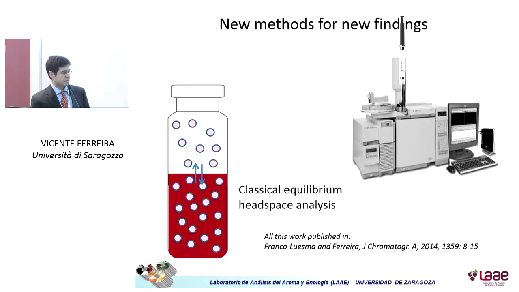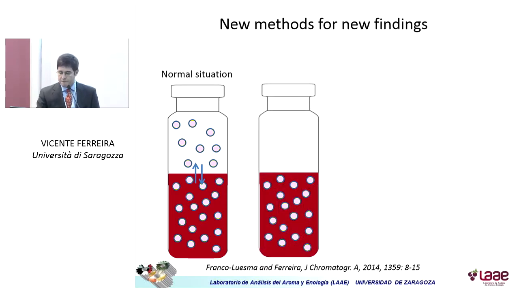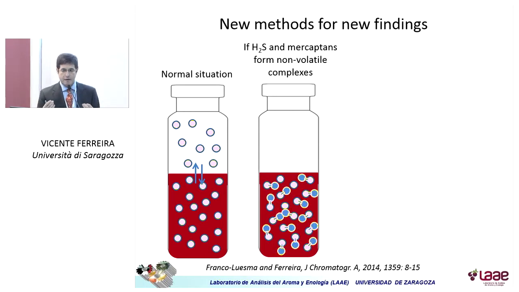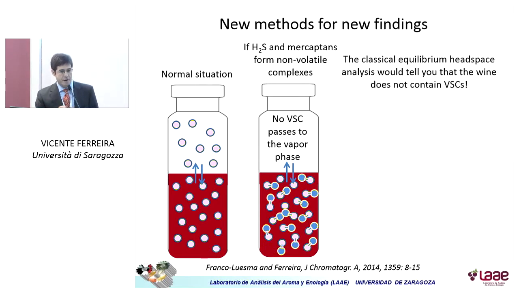Per capire meglio il fenomeno bisogna sviluppare dei metodi analitici specifici, perché i normali metodi che misurano i composti volatili analizzano solforati, li analizzano la loro presenza nello spazio di testa. So, but what happens if, for a case, sulfur compounds are bonded, are forming non-volatile complexes? What happens is that these compounds will not go to the headspace, and then the method will see nothing.